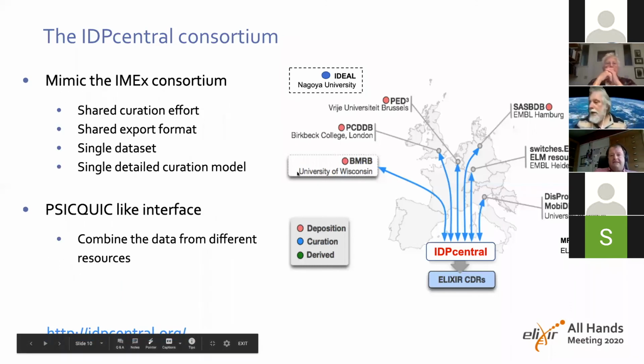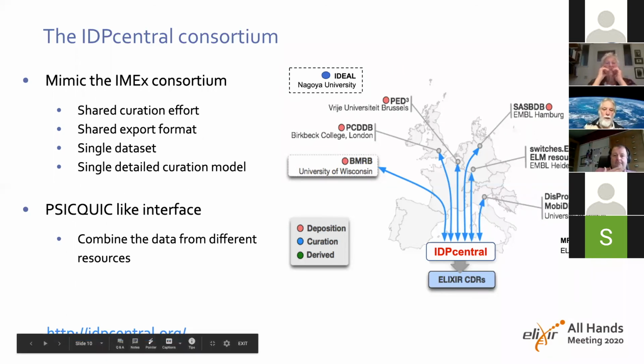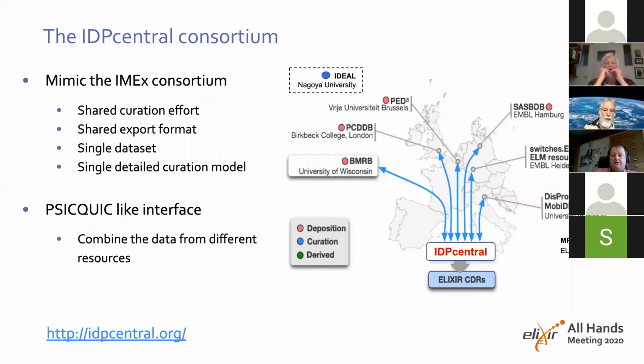In order to achieve this, what we have agreed is that we will mimic the IMEX consortium, which is for protein-protein interaction data. So we will maintain a shared curation effort and a shared export format, coming up with a single data set and a single detailed curation model. So what this means is that the various databases will curate data which will immediately be available in IDPcentral, and the databases themselves will maintain copies of that data, which can then be enriched with additional information they are interested in, if they want to have it.